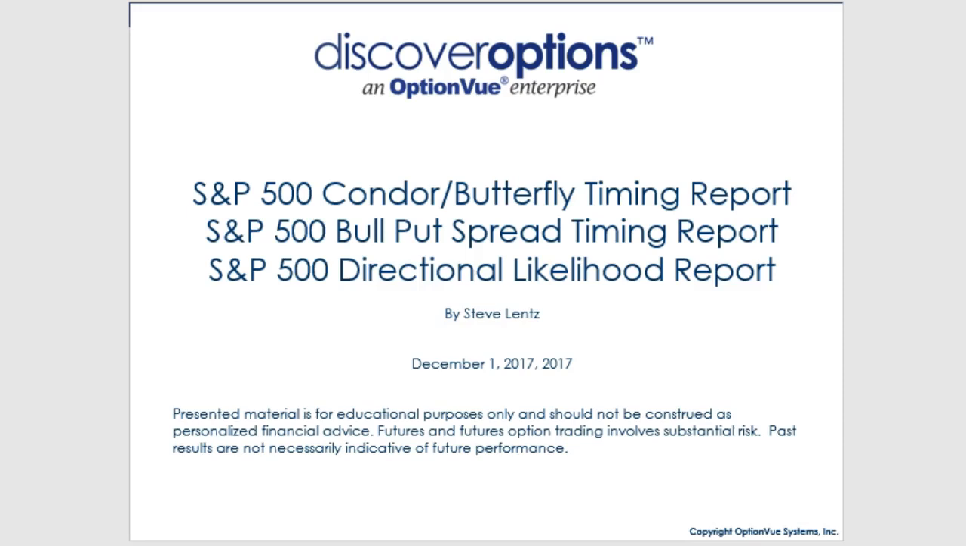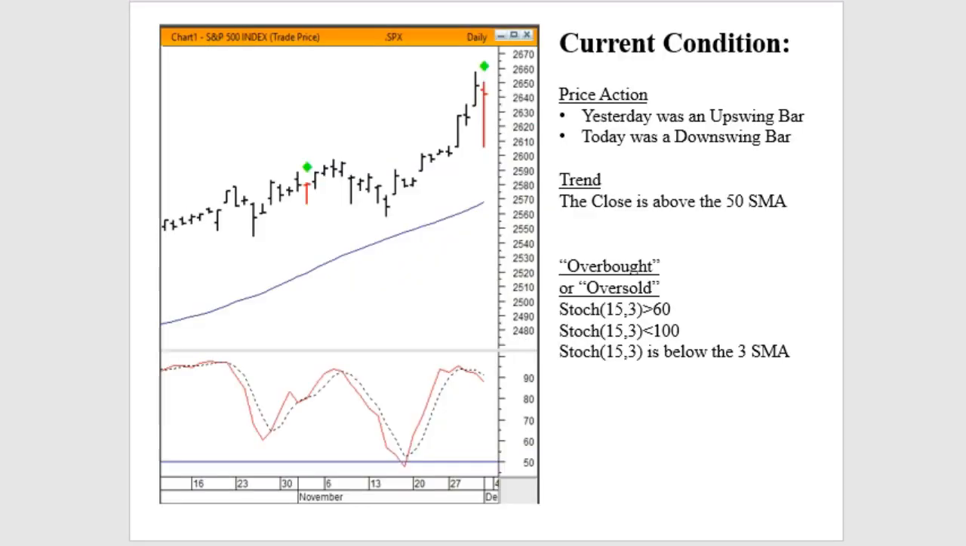We will give you three reports today: the S&P 500 Condor Butterfly Timing Report, the Bull Put Spread Timing Report, and then the Directional Likelihood Report, all three with regards to the S&P 500. All three reports require that we take a look at the market condition as it exists currently in the S&P 500. Let's take a look at three different dimensions that define our market condition: price action, the trend, and then the stochastic situation.